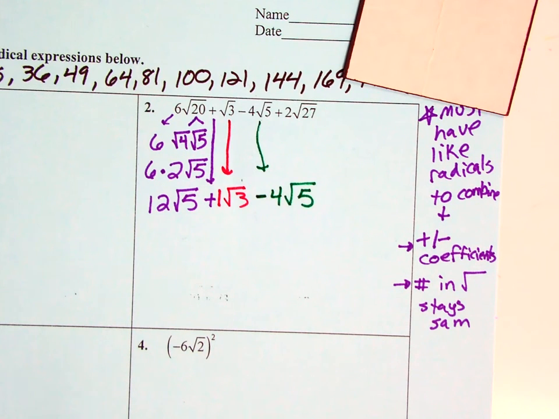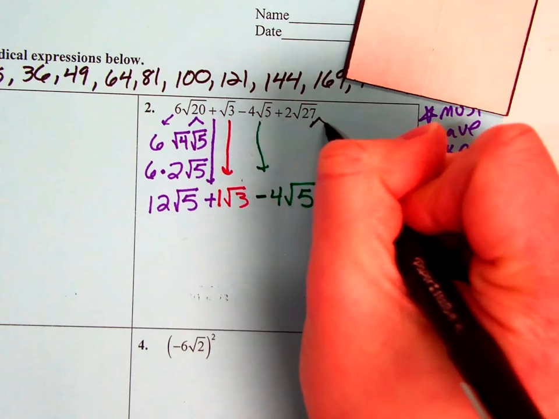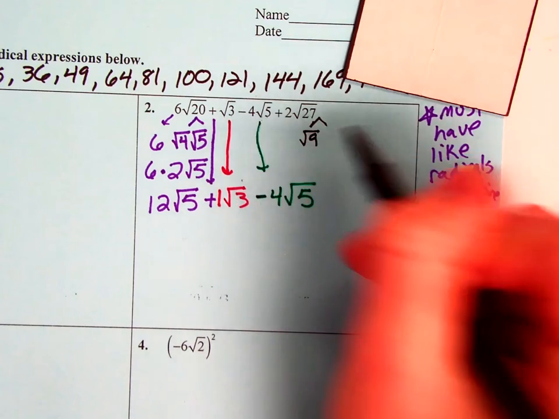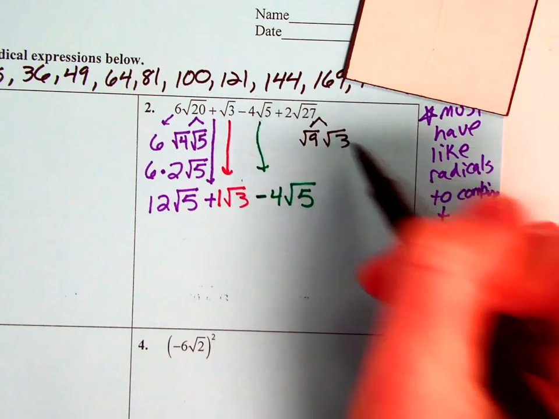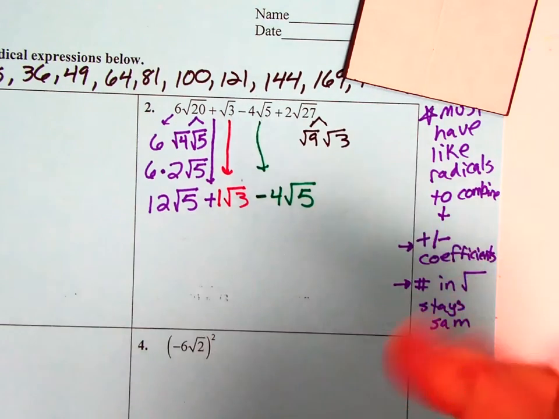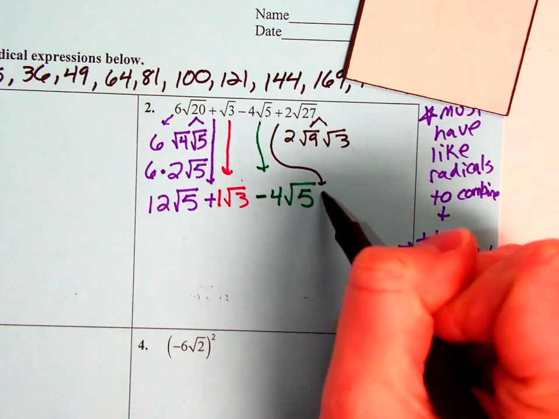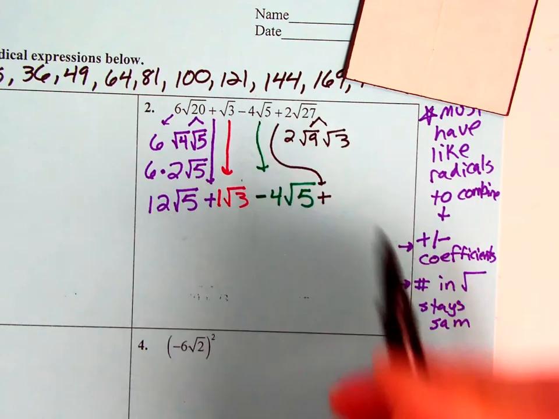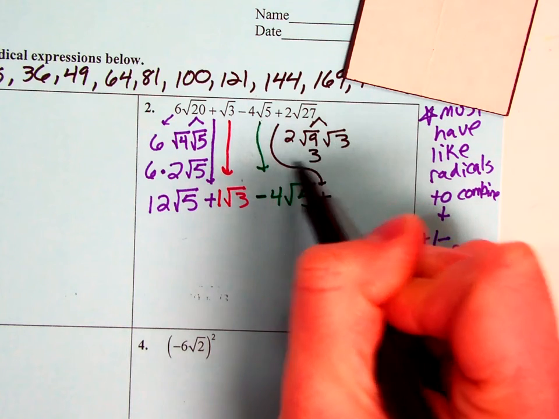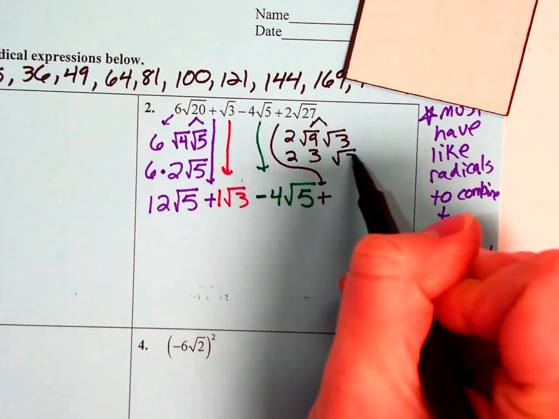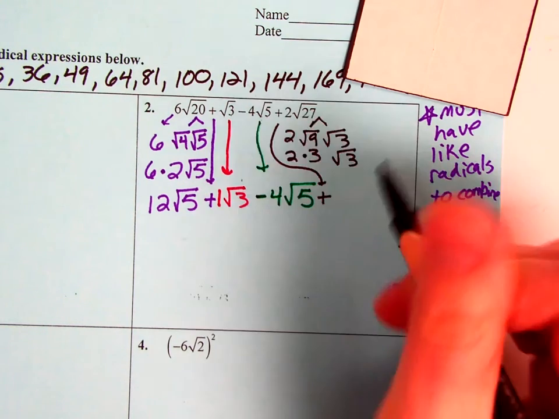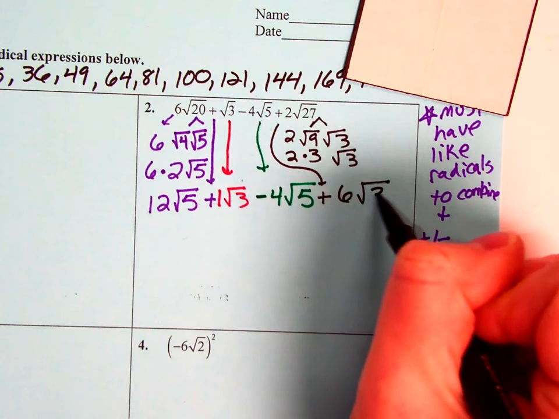Well, 27 has a perfect square that goes into it evenly, and that perfect square is 9. 9 goes into 27 3 times. And then we have to bring down the 2 out front, and don't forget to bring down the plus sign, right? In this case, the square root of 9 is 3. So I have a 2, a 3, and a square root of 9, and we need to multiply that 2 and 3 together to get 6 radical 3.